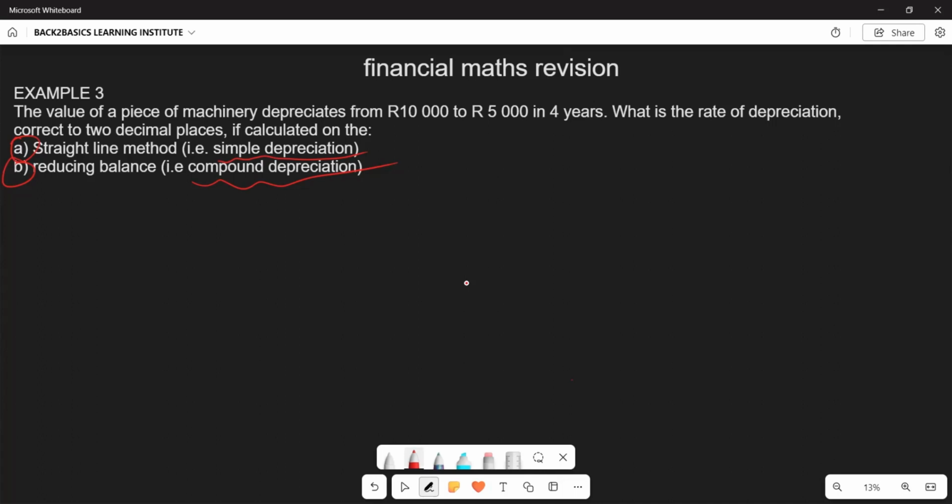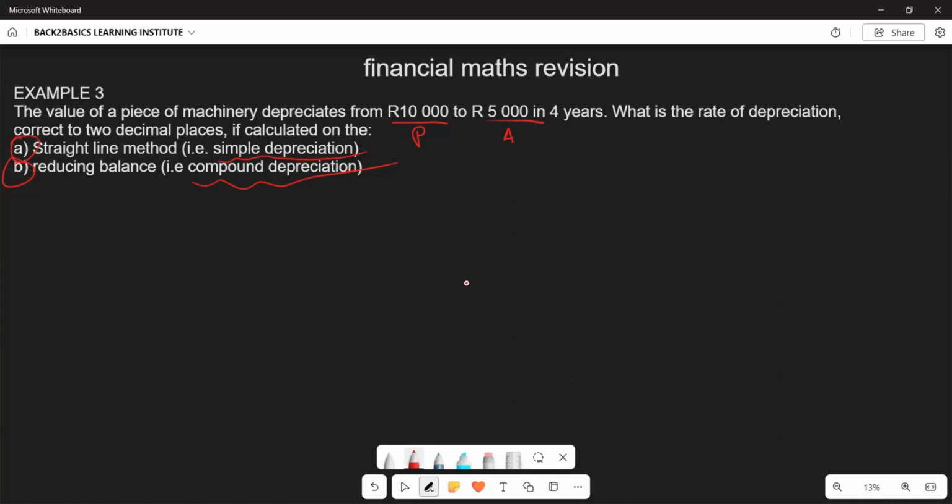Firstly, we need to identify whether we have the accumulated value. We are given that this value depreciates to 5,000 after some years. So this is going to be the accumulated value, whereas this is going to be the principal amount, because this was the value of this machine 4 years before.